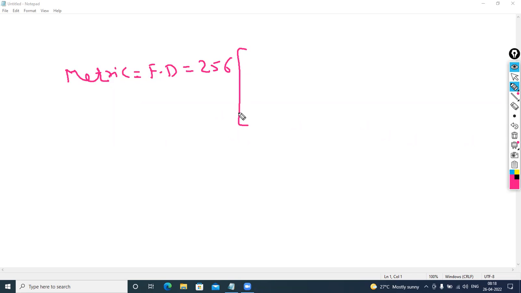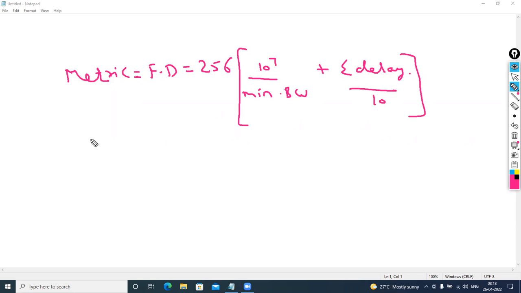After implementing your K values, the formula will be 10 to the power of 7 divided by minimum bandwidth plus sigma delay by 10. So least FD is the best path. Clear? Till here we have discussed in the previous class.